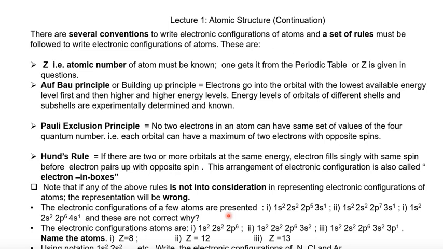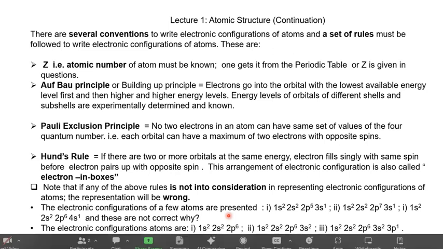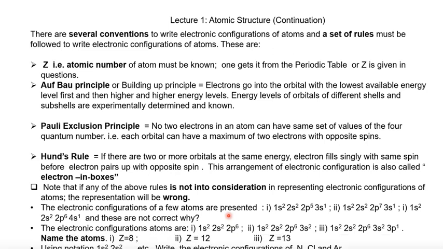And then we have another one, 1s2, 2s2, 2p7, 3s1. As you see, it cannot be, because according to Pauli exclusion principle, each orbital can have a maximum of 2 electrons. So 2p has got 3 orbitals, therefore it must have 6 electrons, not 7 electrons. We cannot do it. So this is a violation of Pauli exclusion principle.